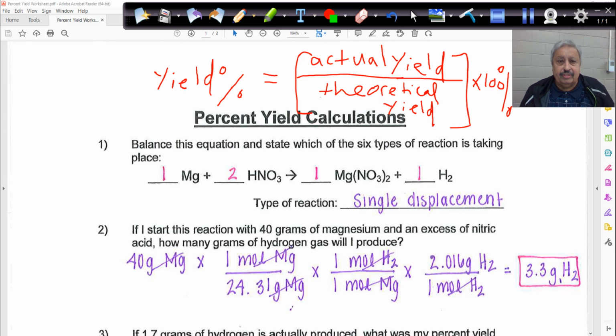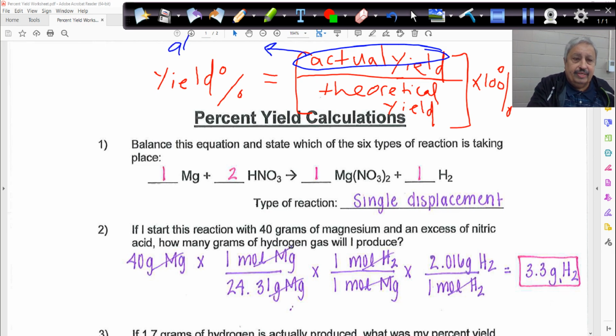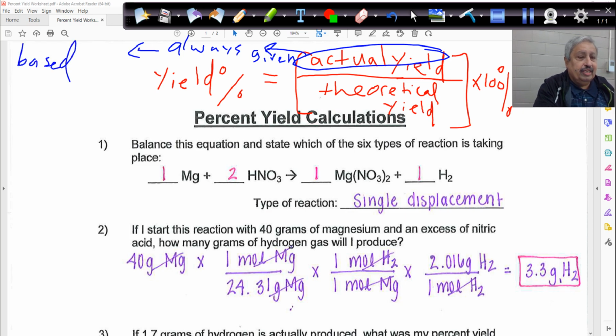So actual yield is always given to you. It has to be given to you because this is based on experiment. You will not do the experiment inside the worksheet, correct? It is based on the experimental lab.